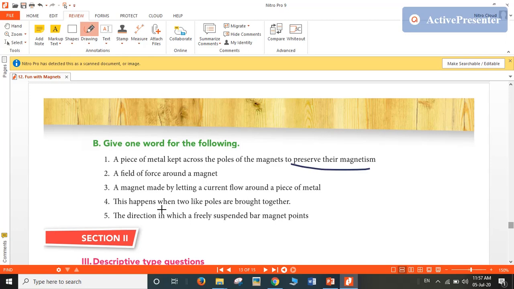This happens when two like poles are brought together. It means when you put two like poles, they will repel each other. So repulsion would be the answer. The direction in which a freely suspended bar magnet points. So it points towards north-south direction. So north-south direction would be the answer.